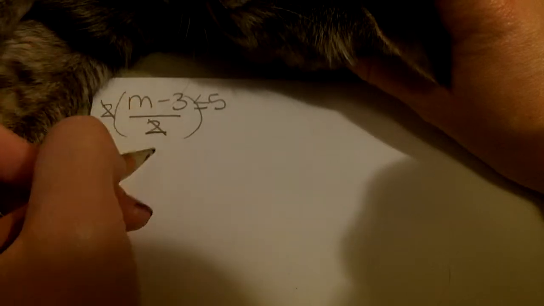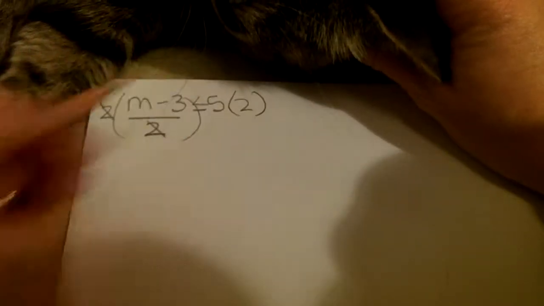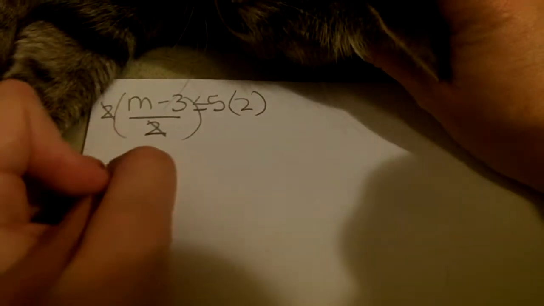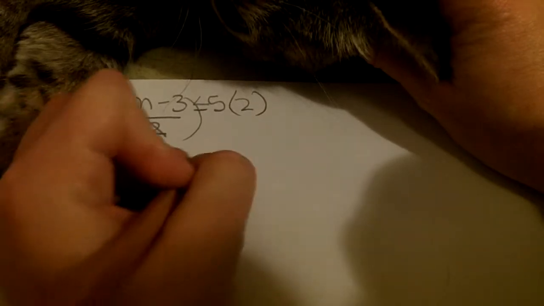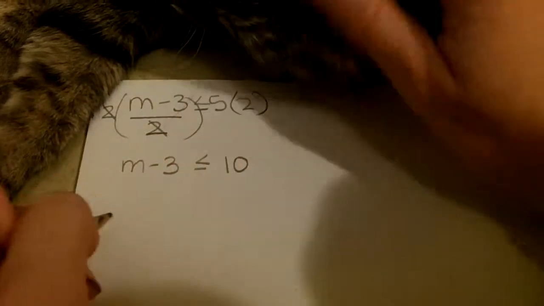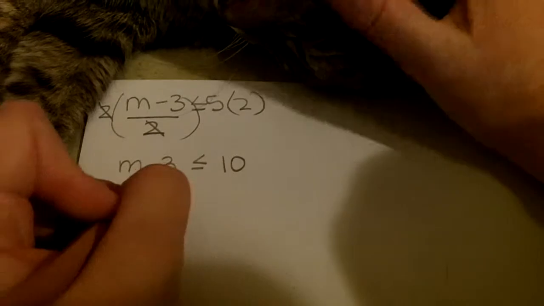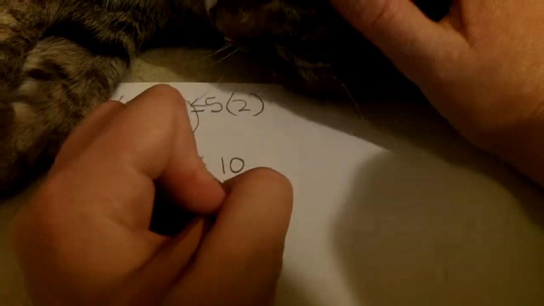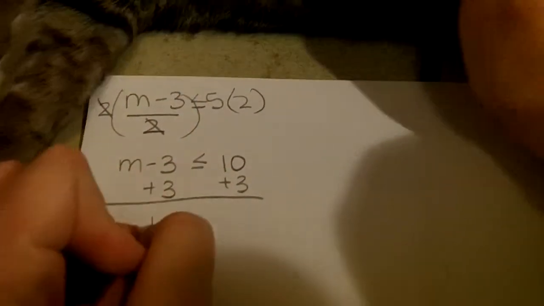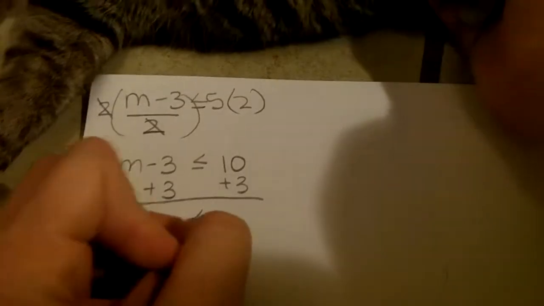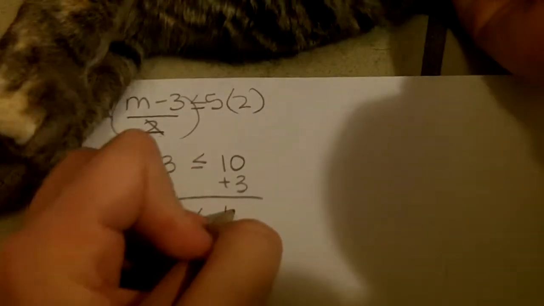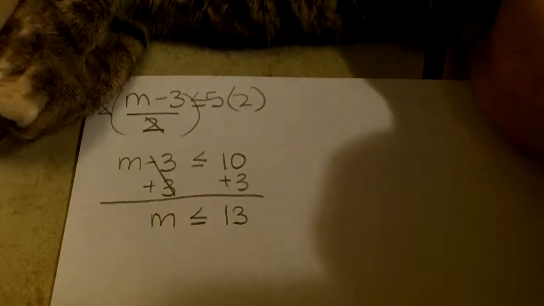I need to multiply both sides by 2, so I can remove the 2 in my denominator. That's going to leave me with m minus 3 is less than or equal to 10. I'm going to add 3 to both sides. And that means that m is less than or equal to 13.